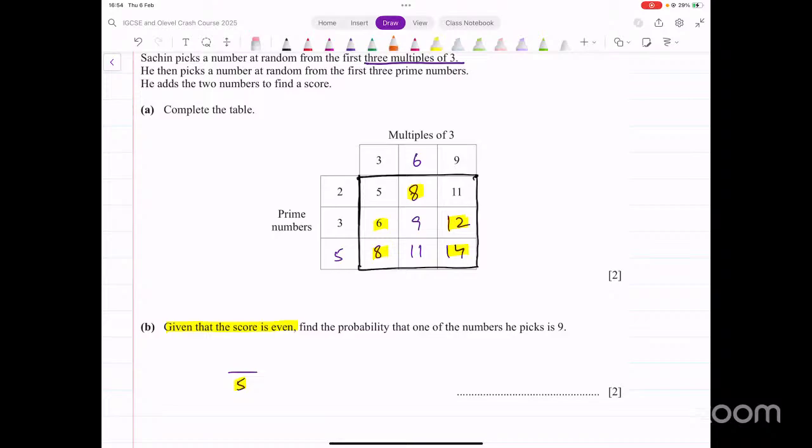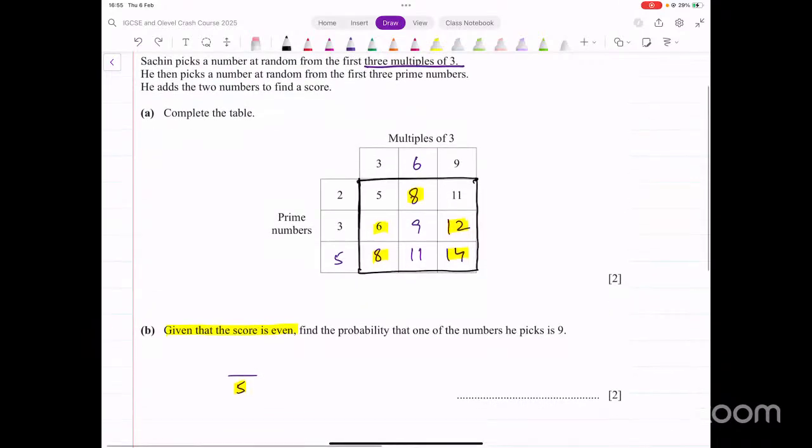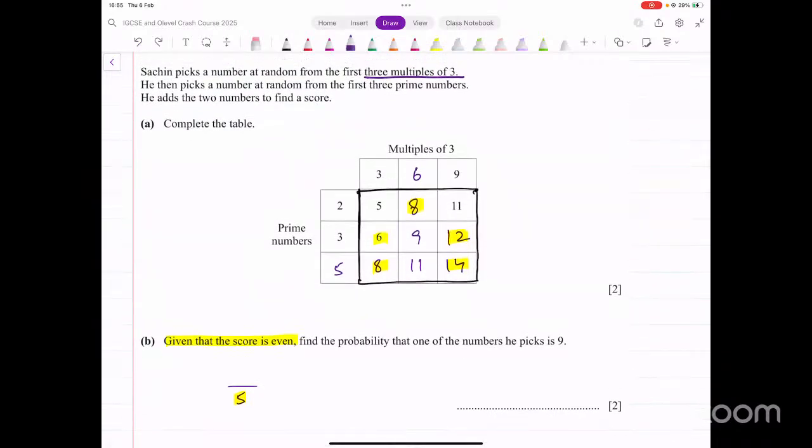Out of these 5 numbers, we need to find the probability that one of the numbers he picks is 9. So out of these 5 numbers, do you see any 9 there? So be careful about this. They're saying score is even. So this part here represents the scores. But what they're asking about is, find the probability that one of the numbers he picks is 9. The numbers that he's picking are these numbers, 3, 6, 9 and 2, 3, 5. When is he picking a number 9? Which case is that? This is when he picks up a 9.